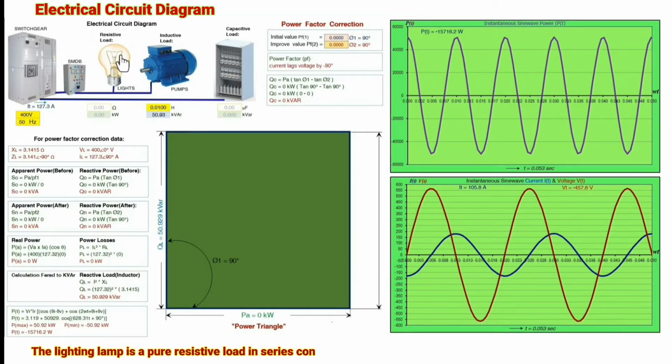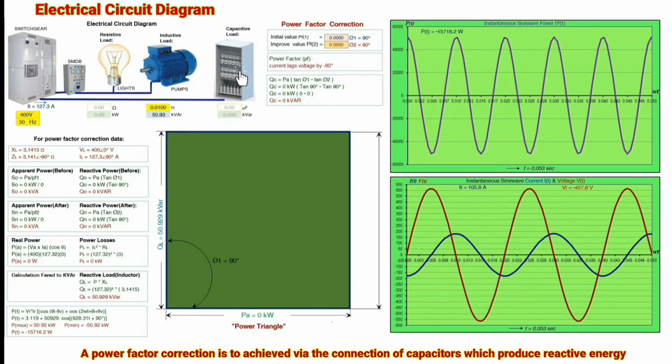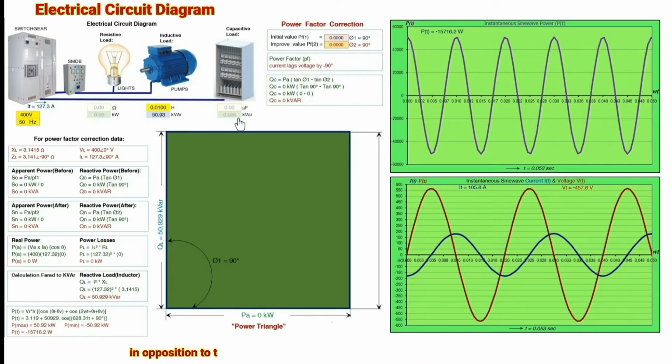A lighting lamp is a pure resistive load, in series connection with the equipment pump, a pure inductive load. Power factor correction is achieved via the connection of capacitors, which produce a reactive energy in opposition to the energy absorbed by this pump. It is an inductive load.